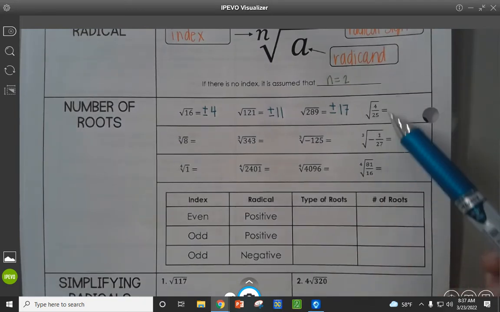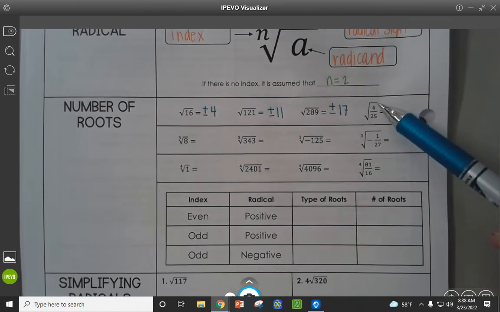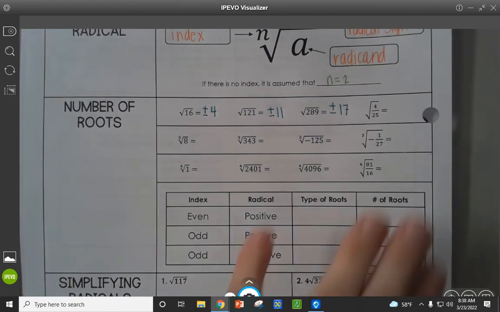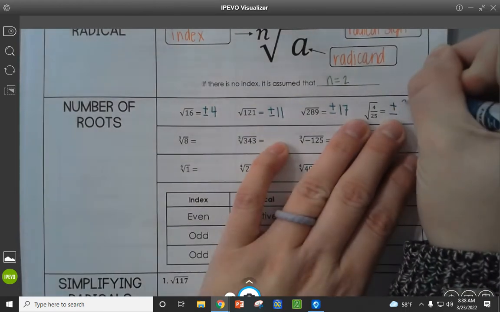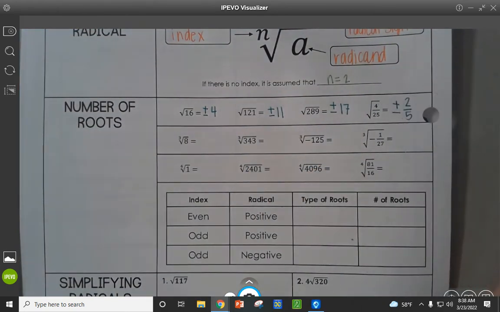And then do you remember what we did with fractions? You just take the square root of the numerator and the denominator. So this would be plus or minus 2/5, because the square root of 4 is 2 and the square root of 25 is 5.